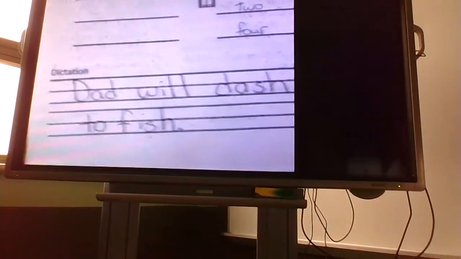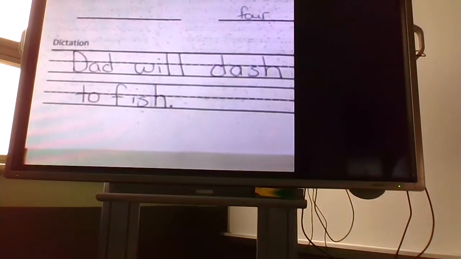Okay? Good job. And this is what it will look like. I will show you what it will look like. This is what you should have written. Right there. Dad will dash to fish. There we go. Good job.